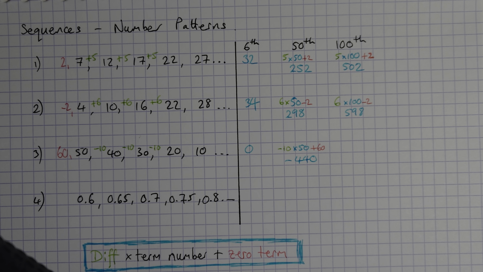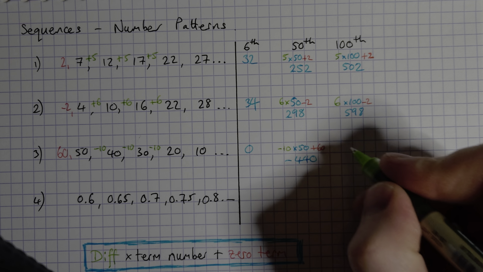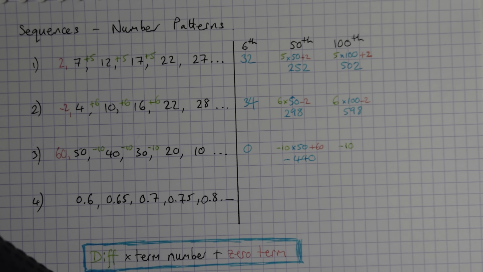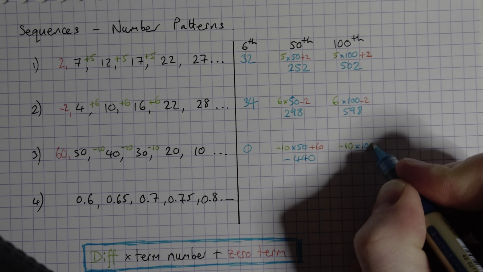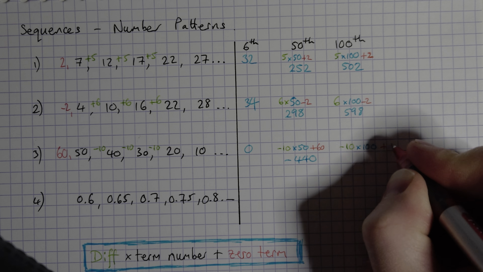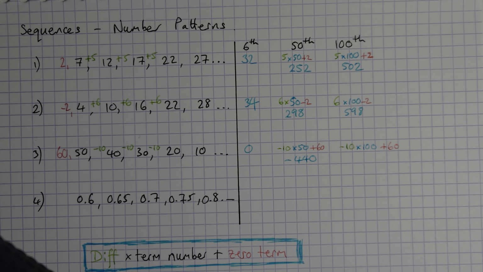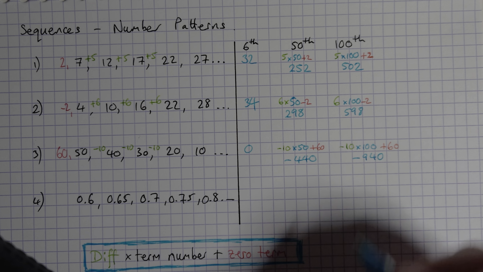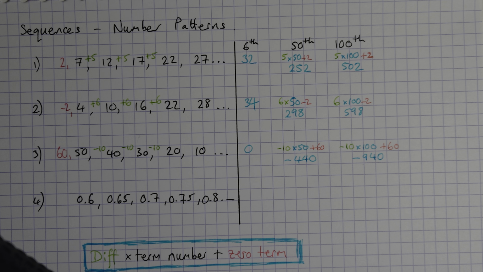The 100th term, well, we know it's minus 10 for the difference. I want the 100th term, so times by 100 for the term number. And the 0 term is positive 60. Minus 10 times 100 is minus 1,000. Add on 60, so minus 940. Like I say, you can use a calculator if you like.